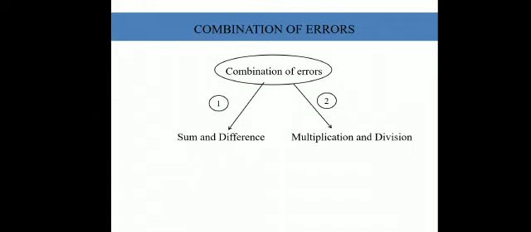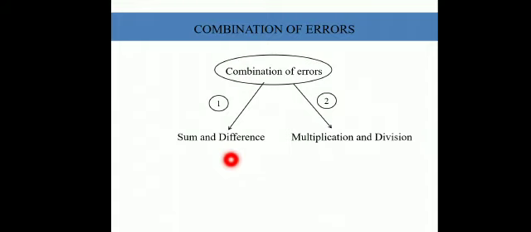Also, there is a second way, which is multiplication and division. So there are four particular ways based on mathematical operations. If the two values are added or subtracted, what happens to the error, how to calculate it. And the second way is multiplication and division. The whole idea of studying all these things is to minimize whatever error is there in the calculation, so that our value is as accurate as possible.